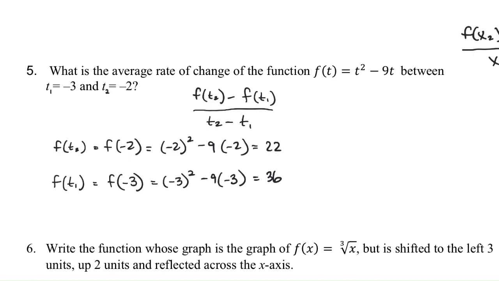So this is replaced with 22. F of t1, or f of negative 3, gets replaced with 36. So 22 minus 36 divided by t2 minus t1, or negative 2 minus negative 3. This is negative 14 divided by a positive 1.